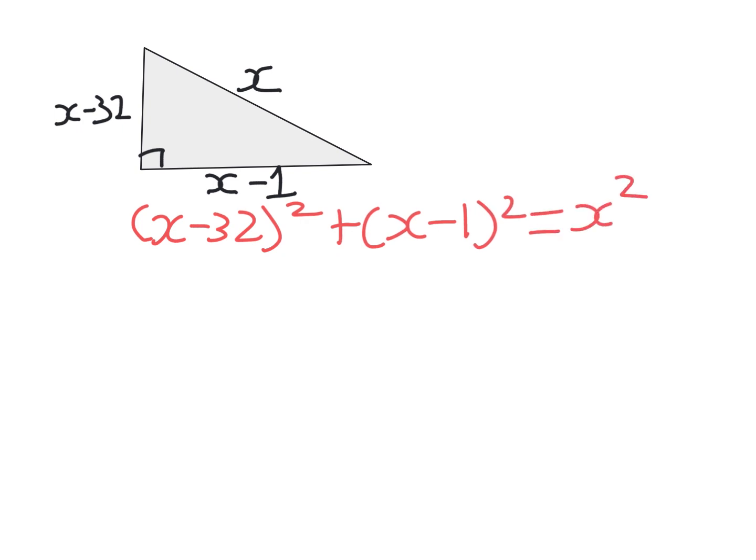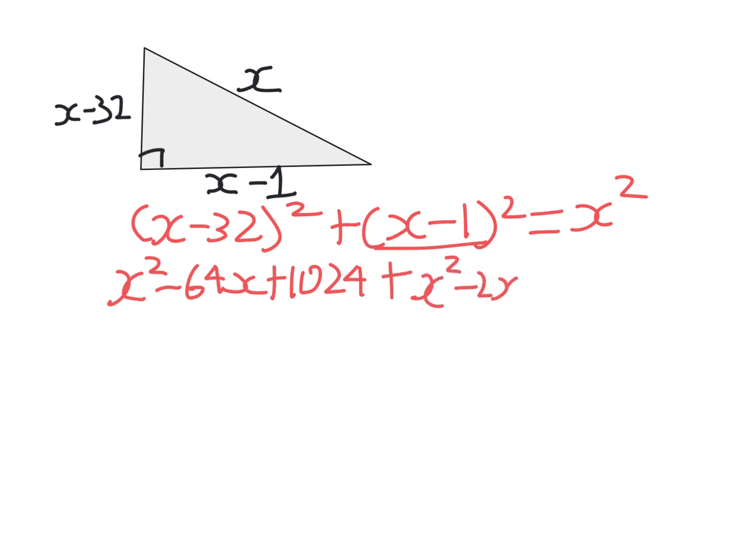All right, let's now expand the bracket. So this first perfect square, x squared minus 64x plus 1024. Now we're going to expand the next set of brackets. So that will be x squared minus 2x plus 1. And that equals x squared. All right, let's collect like terms here to make life easier for ourselves. So x squared and x squared is just 2x squared.